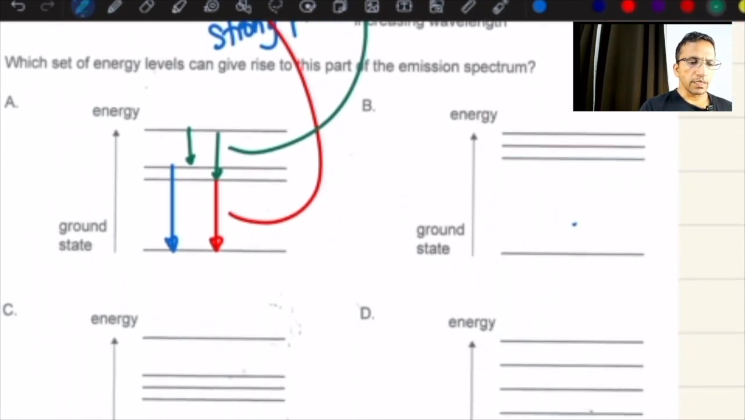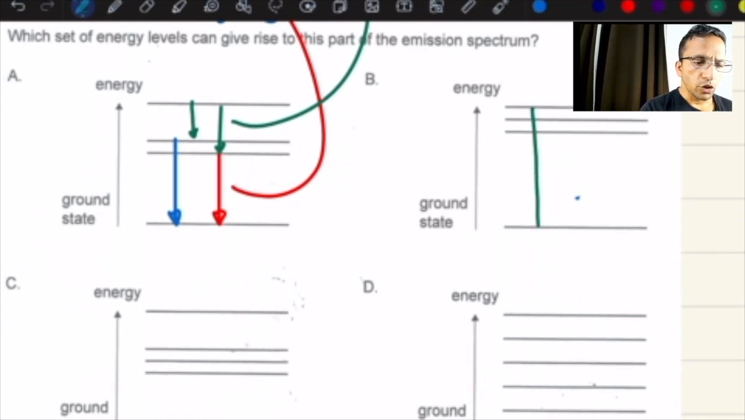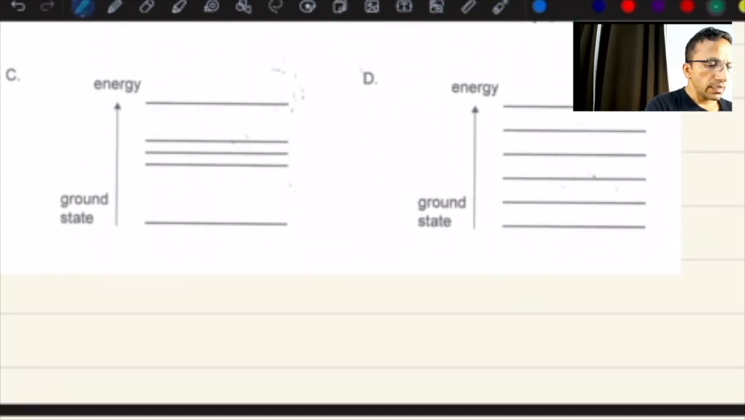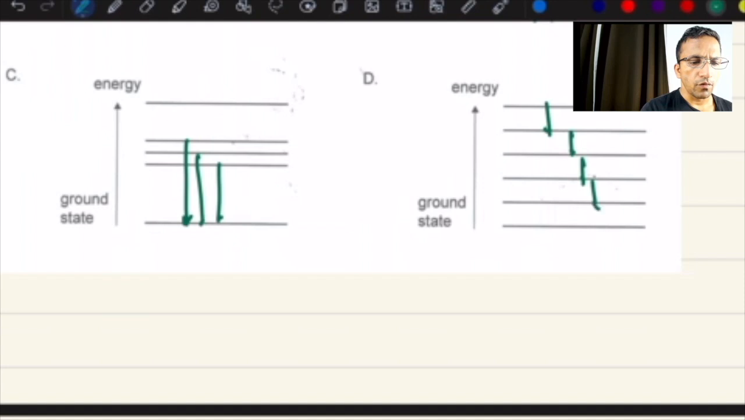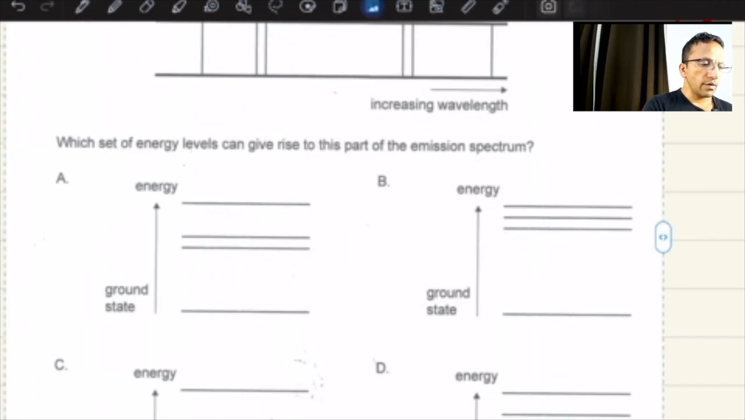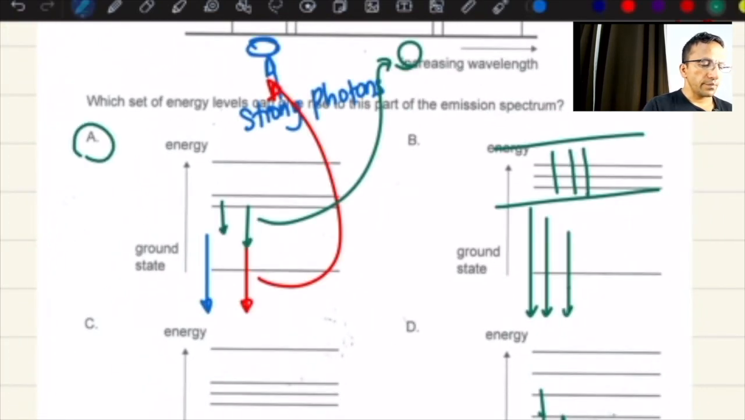Now let's think something else. Let's think answer B. Answer B should show, according to this energy level diagram, three photons which are pretty similar in energy. So this diagram should give an emission spectrum with these kind of similar three lines. Similarly, here this should give three lines. This should give actually 2, 3, 4, 5. There should be 5 very similar lines on a spectrum. So we can see these two lines are given by only answer A.